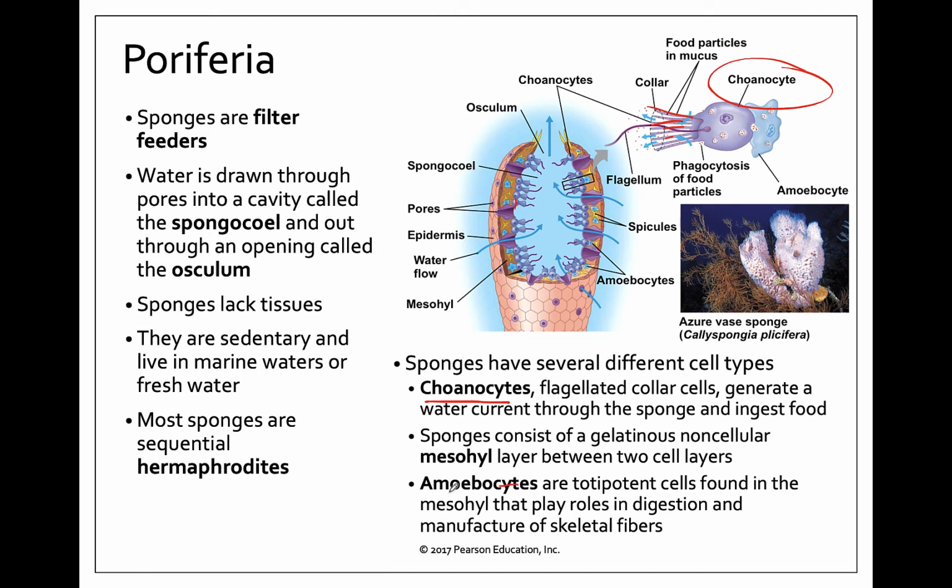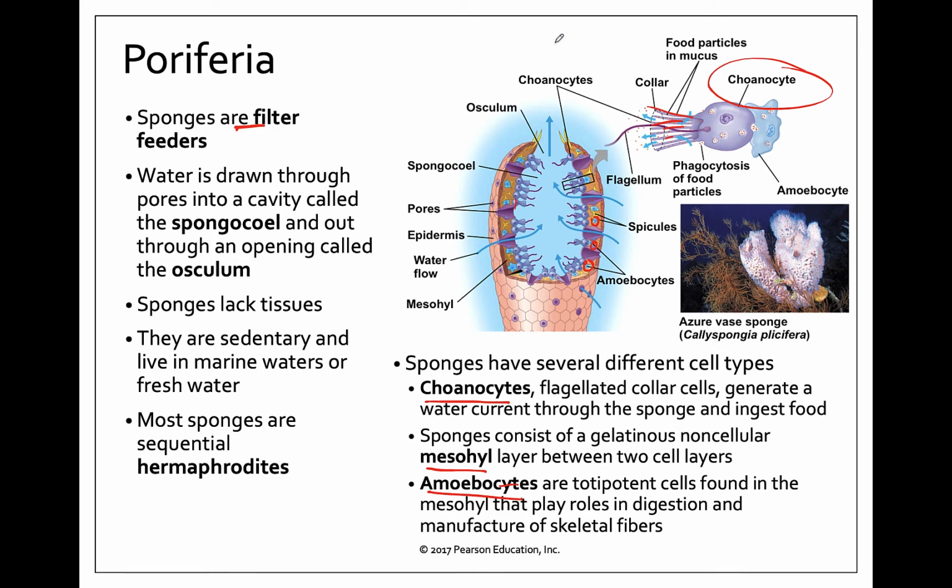They also have amoebocytes. So amoebocytes are these little blue guys back here, and those are able to move throughout the cell body. And between the layers of cells in the sponge is something called the mesohyl, which is not cellular, it's not organized, it's a gelatinous layer between the two layers of cells. So there's no true tissue organization here.